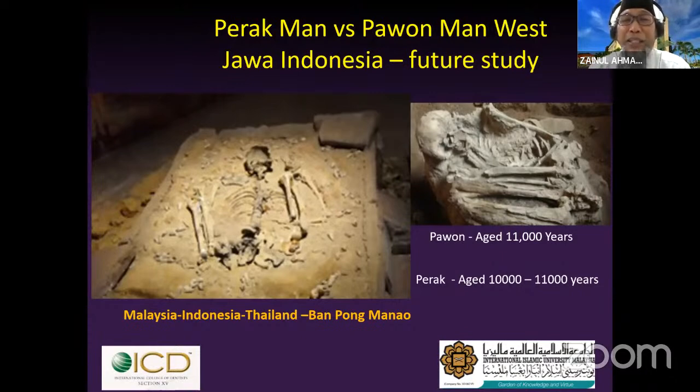We can see what the skull of this Pawon Man looks like, and we can make some comparison with our skull from Perak. Also in Thailand, they have Ban Pong Mano. Maybe that can also be some comparison. From there we can hypothesize that the people coming to this part of the world, the peninsula part of Southeast Asia, could have the same body size or the same brain volume, for example. This is something that we can do some research on.